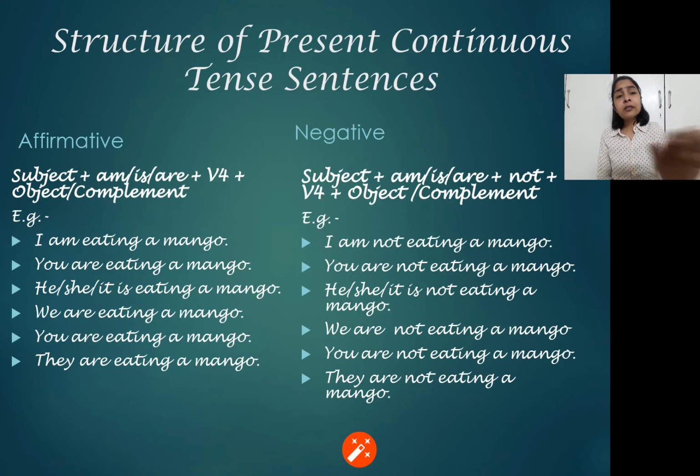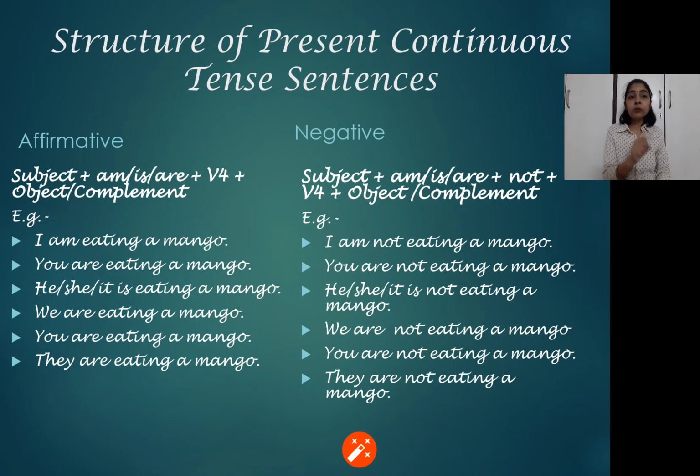Now the structure of the sentence. The structure of the sentence is what words we are using in it. First thing, we want a subject. Without a subject a sentence cannot be framed. So subject, and then is, am, are, those are helping verbs. Then the helping verb should come, and after that the fourth form of the verb.